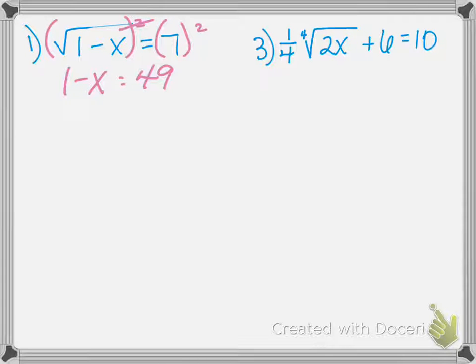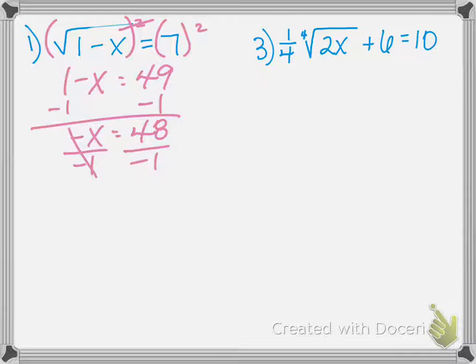I don't see any x squared, so I can just isolate my x and go from there. So I'm going to subtract 1 on both sides, and I get negative x equals positive 48. I do need to get rid of that understood negative 1 in front of the x, so I'm going to divide everything by negative 1. That cancels out, and I'm left with x equals negative 48, and that's my answer.